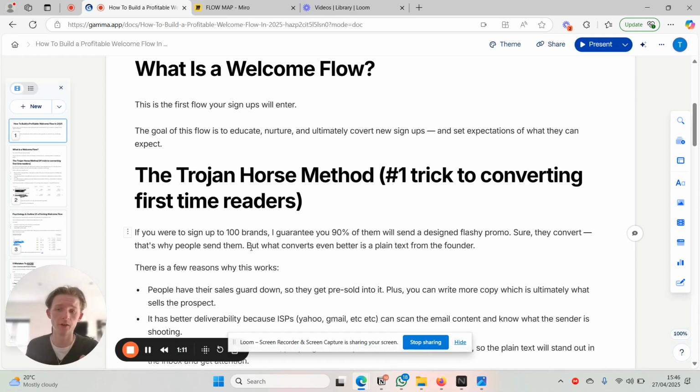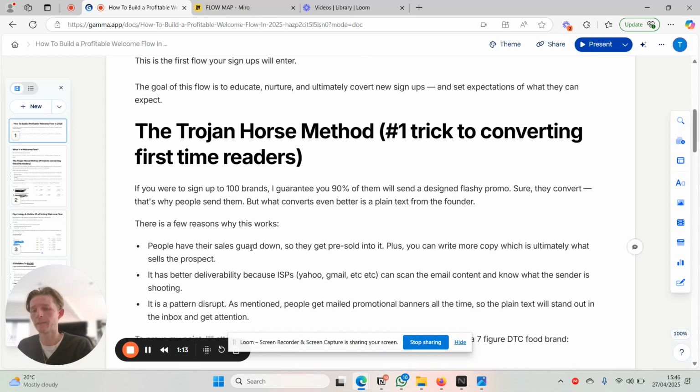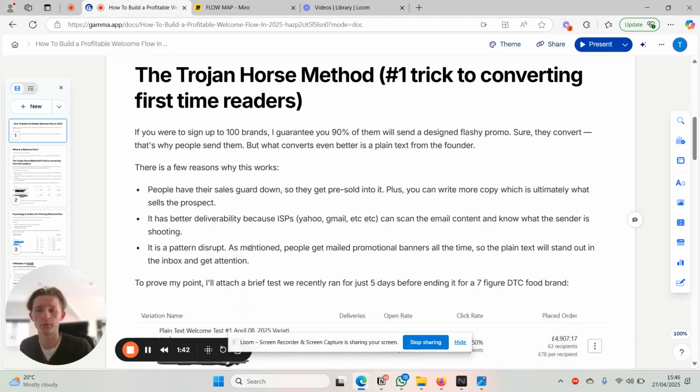And sure, they convert, but plain text converts a lot better. When someone gets a plain text email, their sales guard is down. They don't feel like they're being sold to. When someone feels like they're being sold to, it can lead to sales guards rising up. And you can write more copy in plain text compared to a design. In a design, you usually have a headline, a lead, button, a few bullet points, button. In a plain text, you can write a whole story, a big thank you letter, and so forth. You've got a lot more room to move.